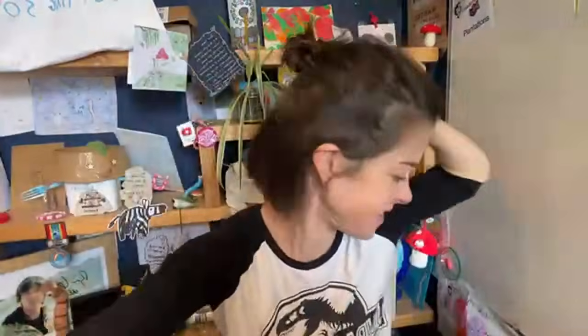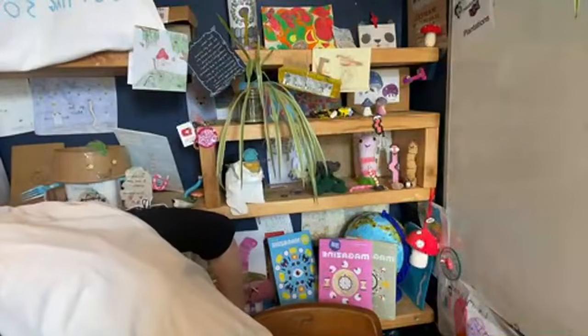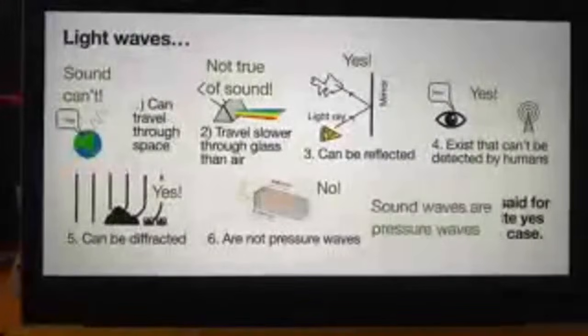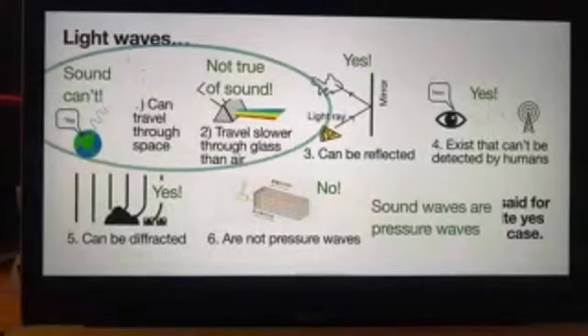I told you that very briefly because I started last week's lesson by holding up a piece of paper that I had in my hand not seconds ago. And that piece of paper said that all waves can be reflected, refracted, and diffracted. And sound is a wave, so yes, sound can be reflected and refracted and diffracted. There are sound waves that exist that can't be detected by humans. We'll talk about ultrasound next week. Yes, sound is a wave, and all waves can be diffracted. Light is not a pressure wave, but sound waves are pressure waves.